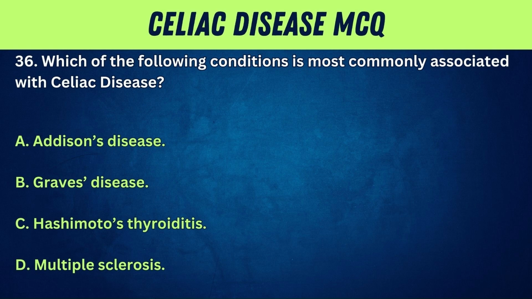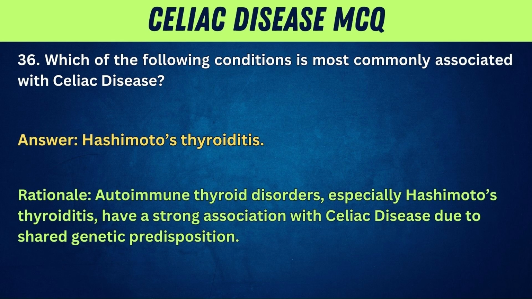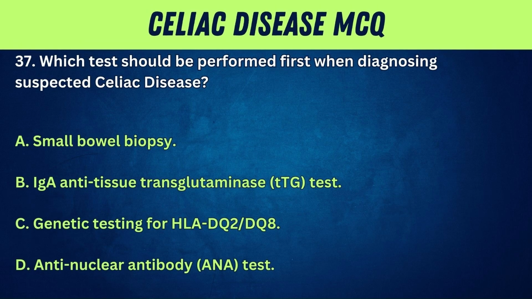36. Which of the following conditions is most commonly associated with celiac disease? A. Addison's disease. B. Graves' disease. C. Hashimoto's thyroiditis. D. Multiple sclerosis. Answer: Hashimoto's thyroiditis. Rationale: autoimmune thyroid disorders, especially Hashimoto's thyroiditis, have a strong association with celiac disease due to shared genetic predisposition.